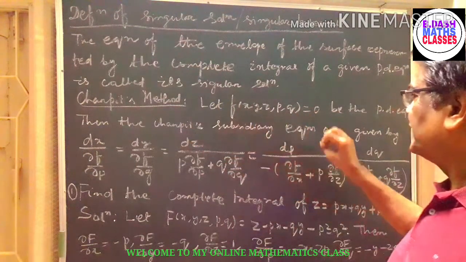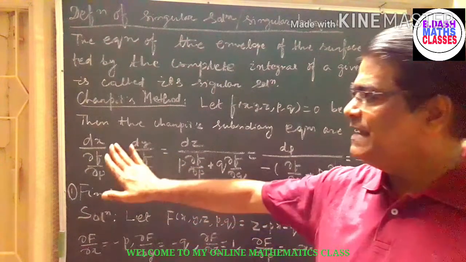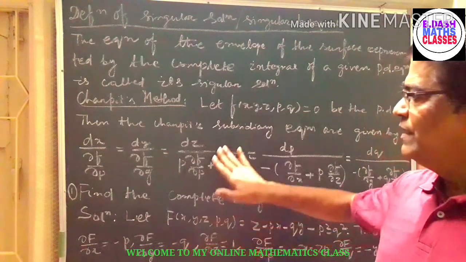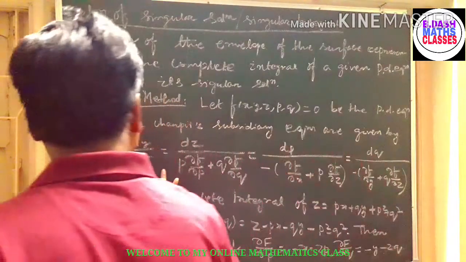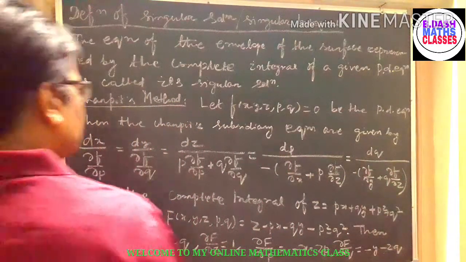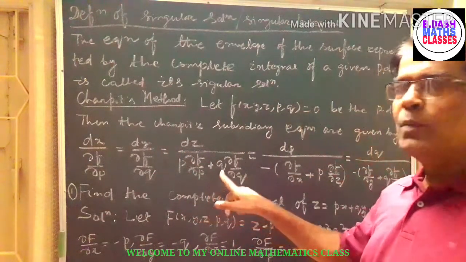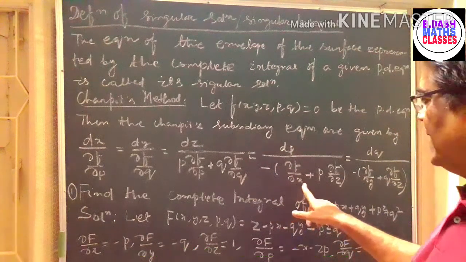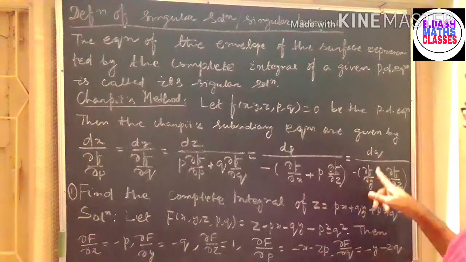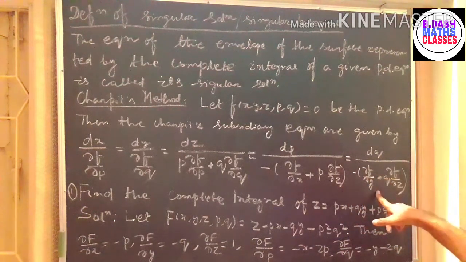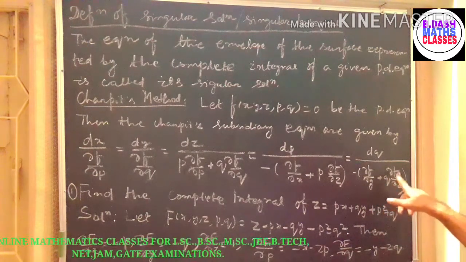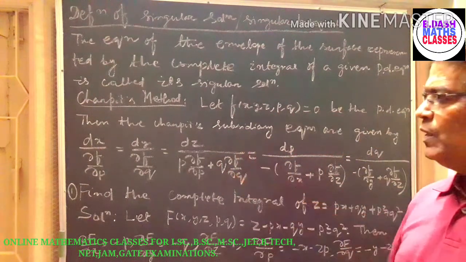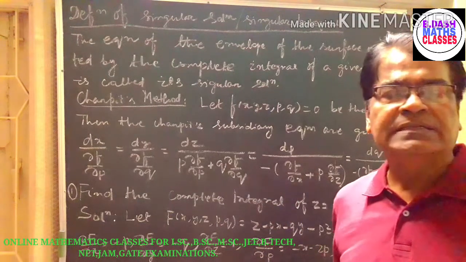Then the Charpit's subsidiary equations are given by dx by del f by del p is equal to dy by del f by del q is equal to dz by p del f by del p plus q del f by del q is equal to dp by minus of del f by del x plus p del f by del z is equal to dq by minus of del f by del y plus q del f by del z. This is the subsidiary equation.